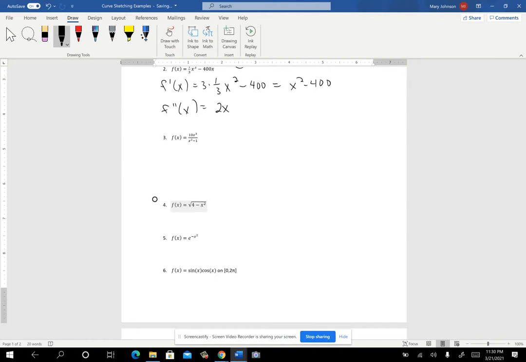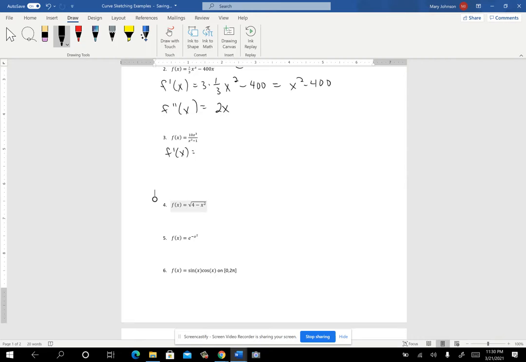All right, on this one, I'm going to do the low d high thing. So on f prime, I'm going to be doing the low times the derivative of the high minus the high times the derivative of the low over the low.